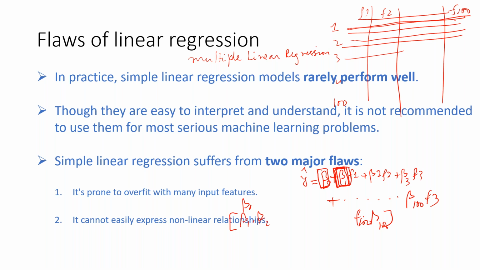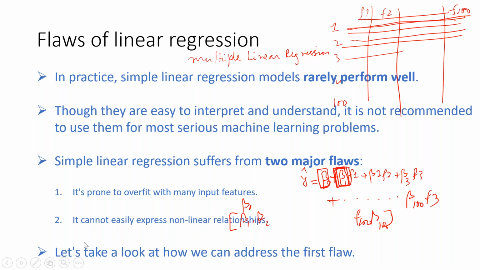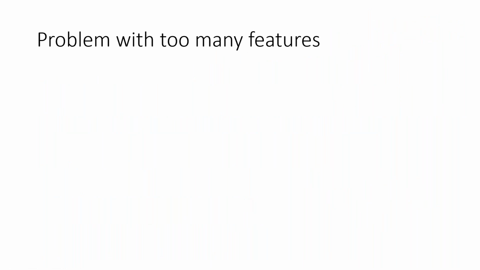Okay, correct. That kind of mathematical mapping function does the same thing that is done by our decision tree. In the practical, I will show you what happens there. Another flaw with linear regression is that it cannot easily express non-linear relationships. That is why we used decision trees in our toy example. So let us look at how we can address the first flaw, that it is prone to overfit with many input features.